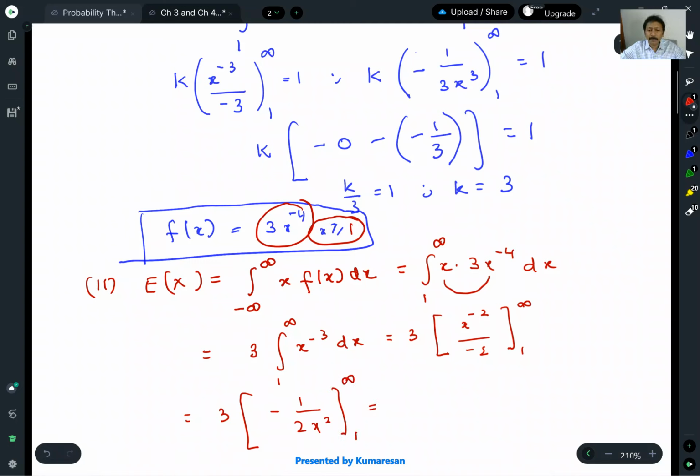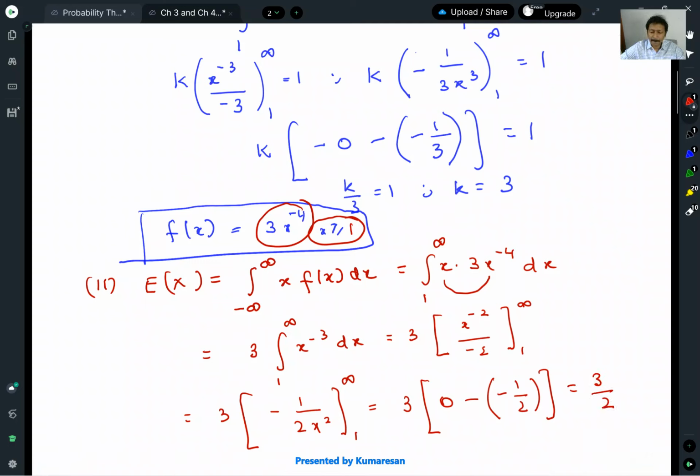Now substitute the upper limit, infinity, for x. So when you substitute the upper limit infinity for x, 1 divided by infinity is 0, minus, now you substitute the lower limit 1 for x, you get minus 1 over 2, which gives 3 over 2. So the expected value of x is 3 over 2.